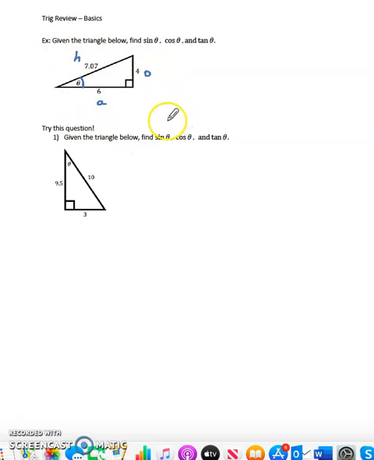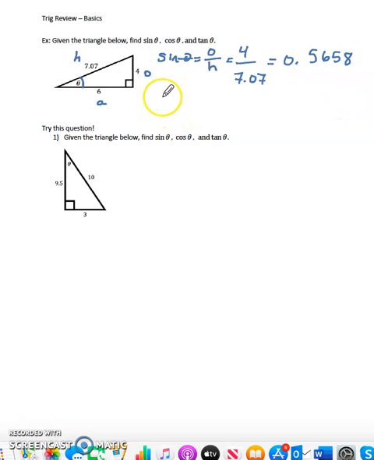Now that we have this labeled, we can find sine and cosine and tangent. So sine of theta is opposite over hypotenuse, and opposite is 4. Hypotenuse is 7.07. We typically don't write fractions with decimals, so let's just change this into a decimal. And if we do that, it'll be 0.5658.